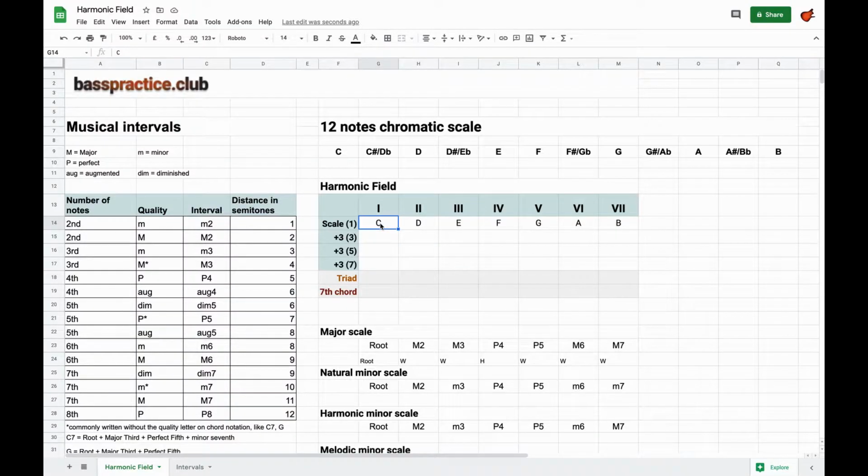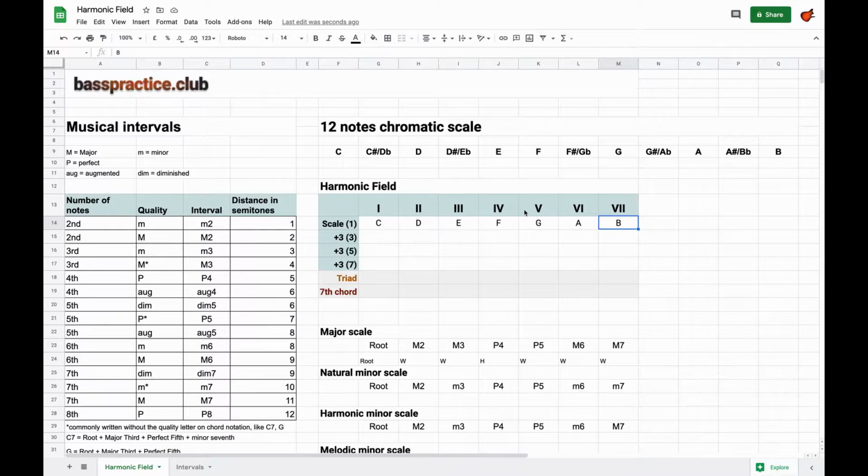So now we need to come up with the harmonic field. What is the harmonic field? Harmonic field is the chords that you can create from all these notes, starting from these notes. And a chord is, let's say now, a sequence of thirds.